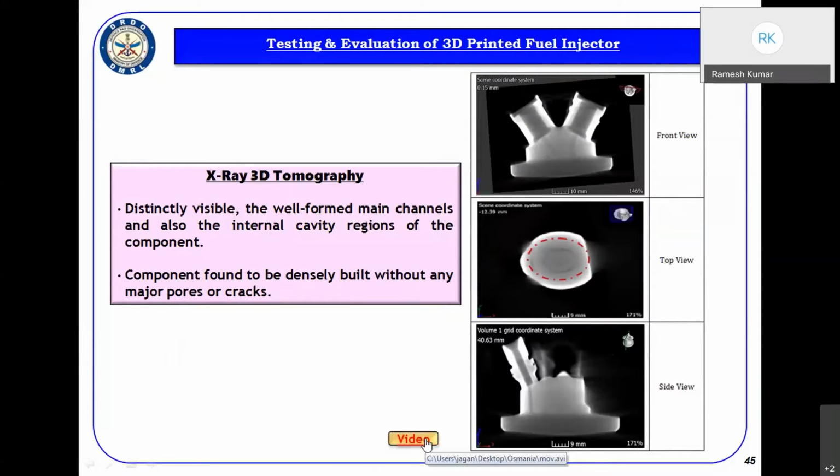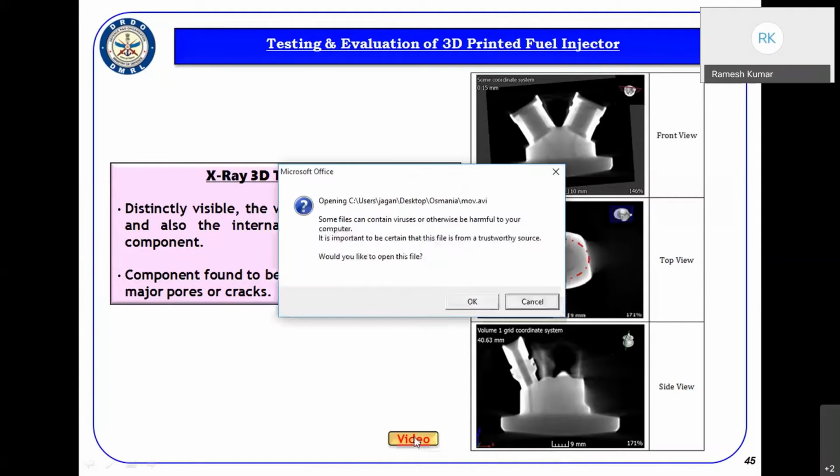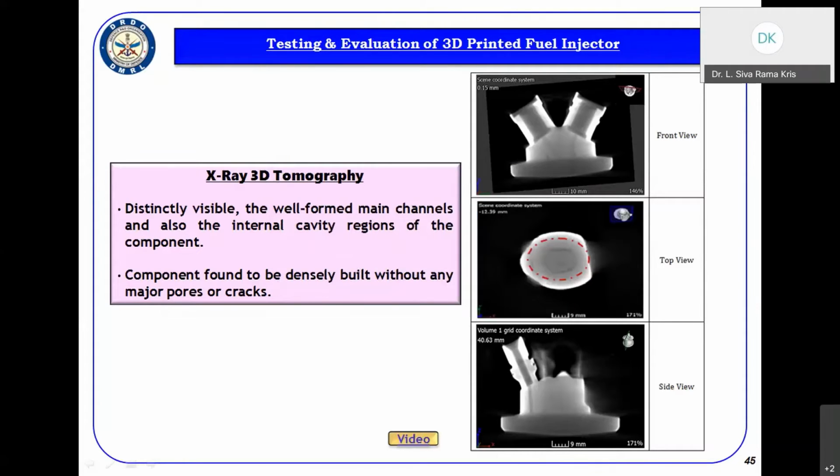Professor Shivaram Krishna, shall I play this video or should I not? You play the video, sir. Play the video, no issues. If it is important, you can play it. Sir, you can play the video. Stop sharing, no? Yes, sir. Is it coming?